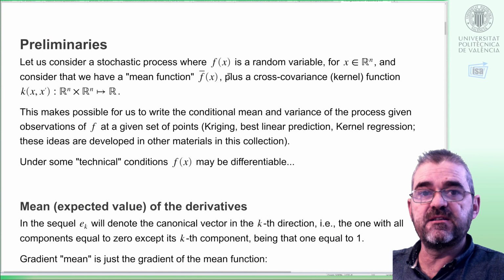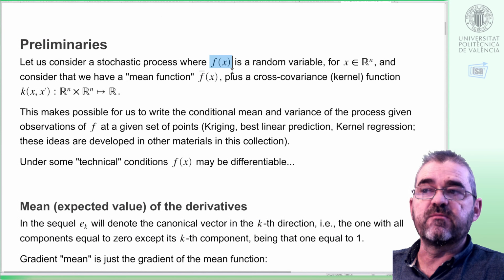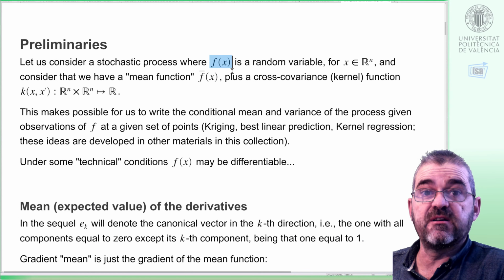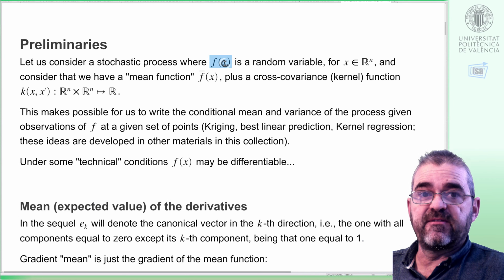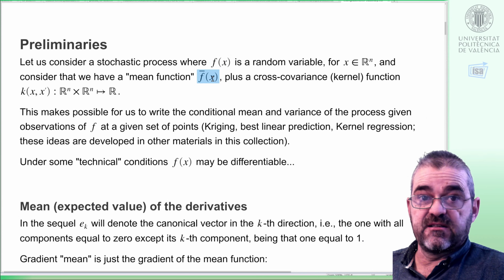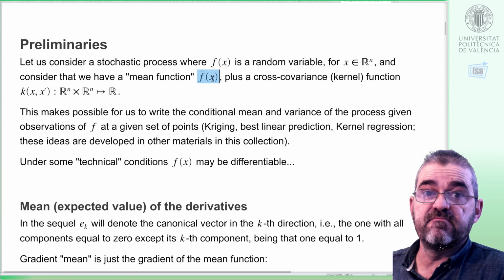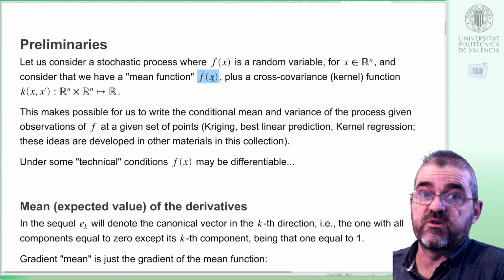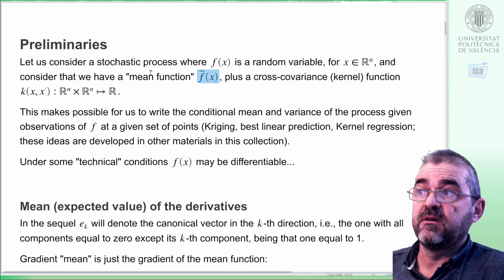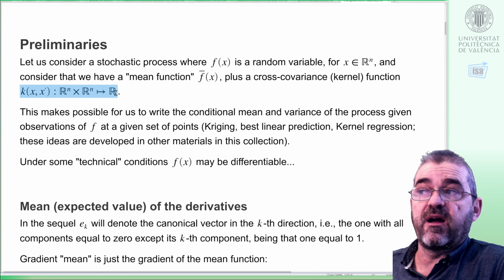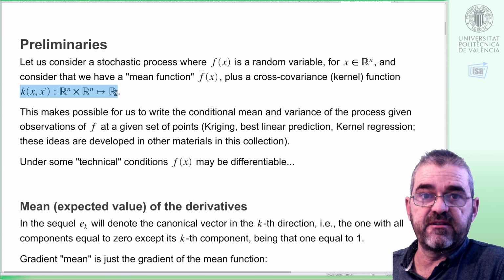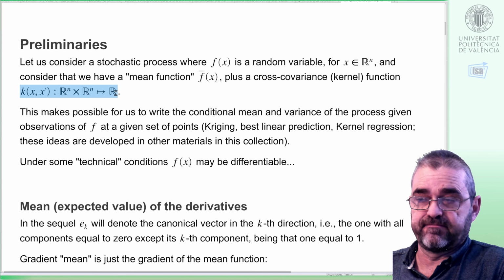Let us review the general case. We have a stochastic process, which actually may be understood in lay terms as a random function. For each value of x, f of x is a random variable with mean f bar of x, which we will assume is known, and there is some statistical correlation between the values of f at a point x and the values at a point x prime. Prime does not mean derivatives here, okay? It's just a different point.